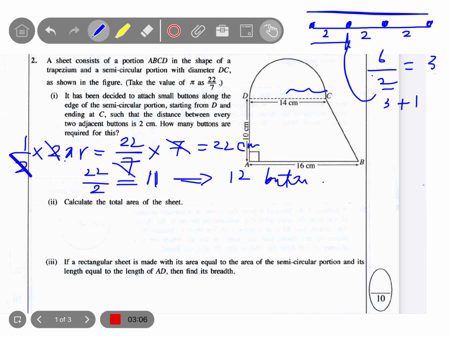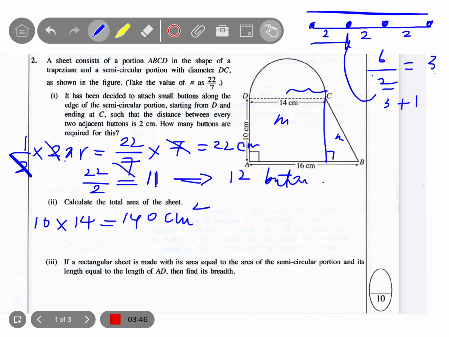Okay, calculate the area of the sheet. Area of the sheet means you have to calculate the area of the semicircle and the trapezium as well. Let's first calculate the area of the trapezium. We can divide the trapezium into two by drawing a perpendicular line here, which will make a rectangle here and a triangle here. The rectangle's area is pretty simple. You just multiply the height by the breadth, 10 times 14, which is 140 square centimeters. This is the area of the rectangular portion.